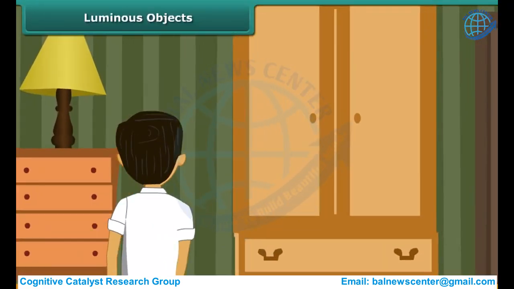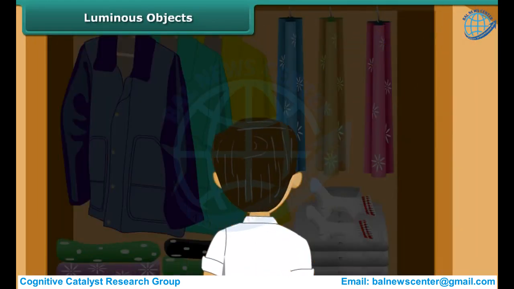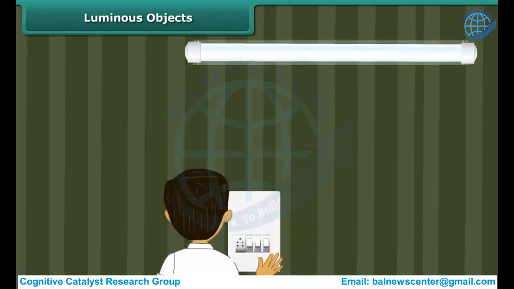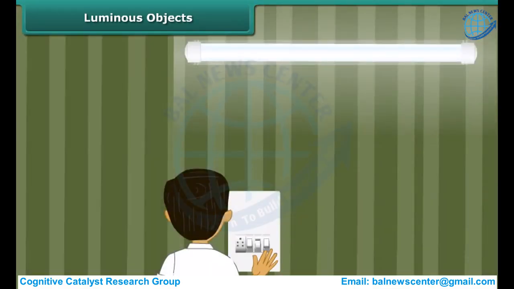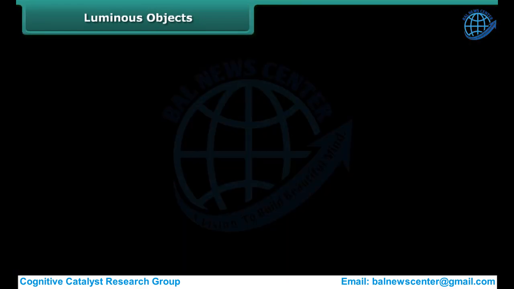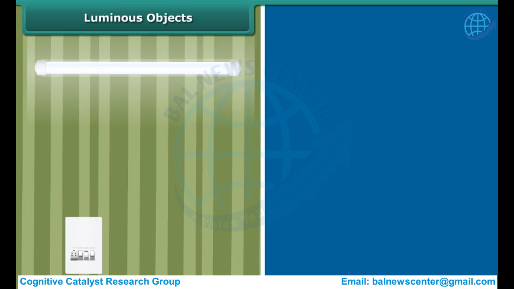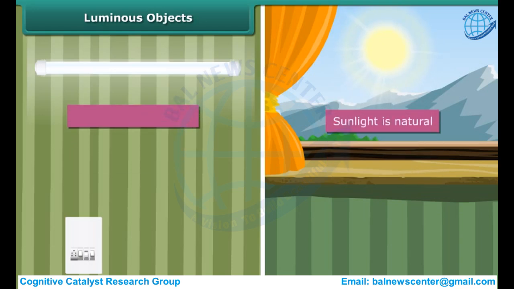You are getting late for school. You are not able to find your socks. You search for them in the cupboard. Since the cupboard is dark, you switch the tube lights on. Once you locate the socks, you switch the lights off because there is sufficient daylight. We just talked about two types of light. The light from the tube lights and daylight, which is the light from the sun. While sunlight is natural, light from the tube lights is artificial.